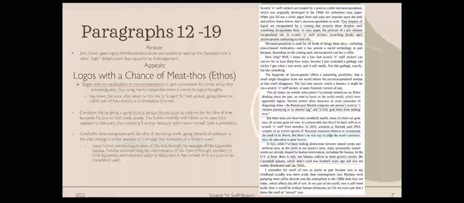Okay, and he concludes these paragraphs with the idea of recreating smells, giving a theoretical validation of this idea through a prime example of it, which is the recreation of a flower scent, the Hawaiian mountain hibiscus. Okay, and then he gives another example of this through the example of the Cavendish banana, which demonstrates the real relevance of this train of thought, similarly to how arguments need evidence, which is elaborated in the text, as context to be considered valid.